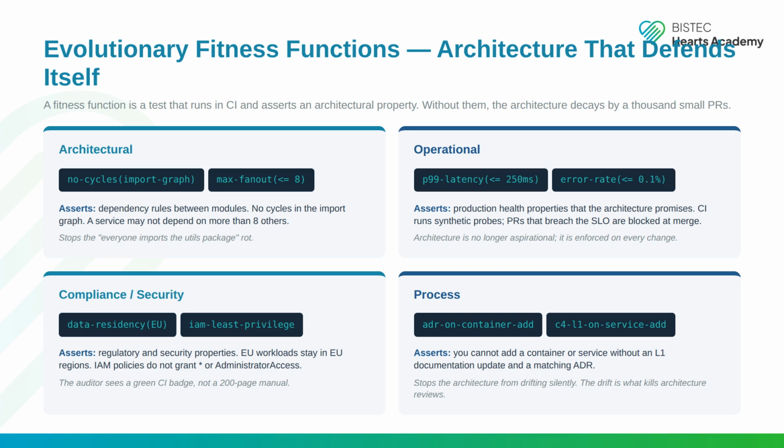Process, assertions that you cannot add a container or service without an L1 documentation update and a matching architecture decision record. This is the function that stops the architecture from drifting silently. The drift is what kills architecture reviews, not the bad decision, but the many good decisions that were not made.